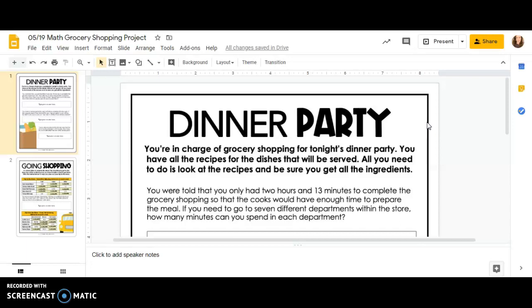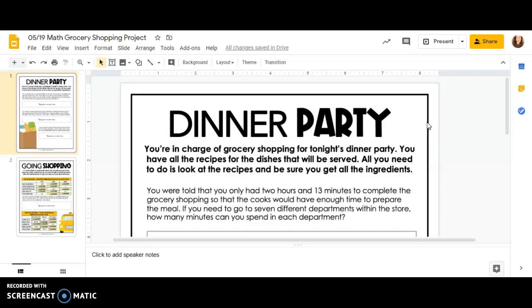And what we're going to do is sort of a little project here, and it's a grocery shopping project. You're going to plan a dinner party. And I thought it would be just fun to do this instead of just doing a bunch of math. We are still doing a bunch of math, but in applying it in something we could do in daily life. So, here's what you're going to do.